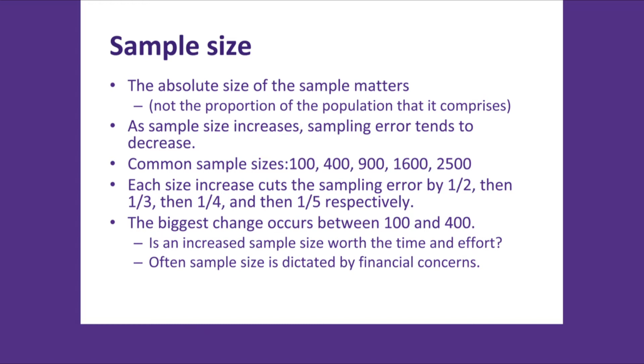The biggest change occurs between those numbers, and the question that becomes necessary to ask when you're doing research is, what is the appropriate sample size? And usually there are constraints associated with that. The constraints are both time and how much it's going to cost to sample the number that you want.